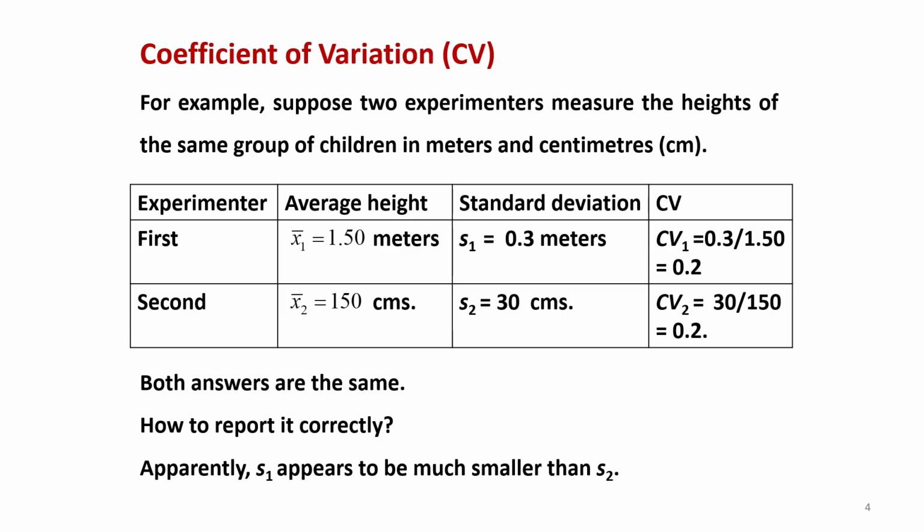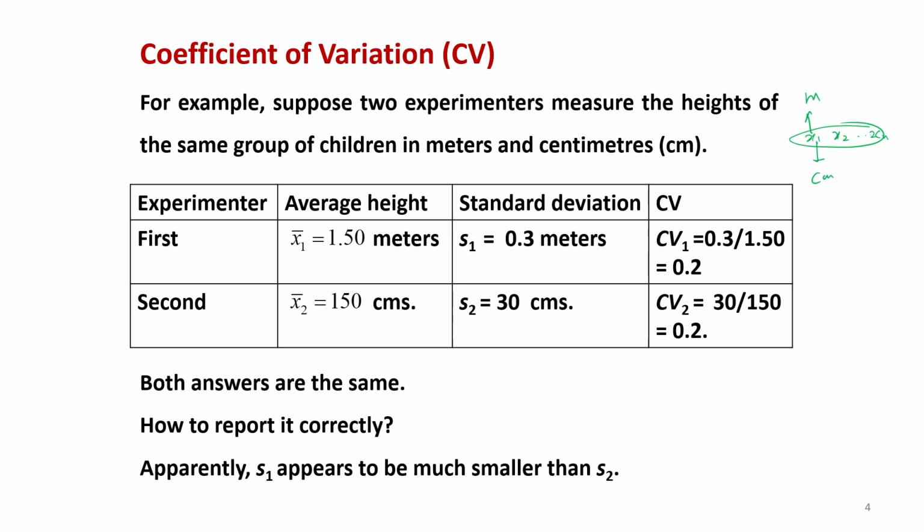Now, we consider an example here to understand how this concept of coefficient of variation is helpful in understanding the behavior of the data. Suppose two different experimenters take a sample of data, and both experimenters measure the heights of the students or the children of the same group in, say, centimeters and in meters. So, we have the same group of children, say x1, x2 and so on up to xn, and their heights are measured in meters as well as in centimeters.